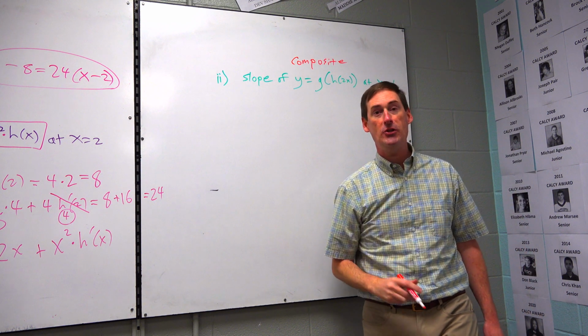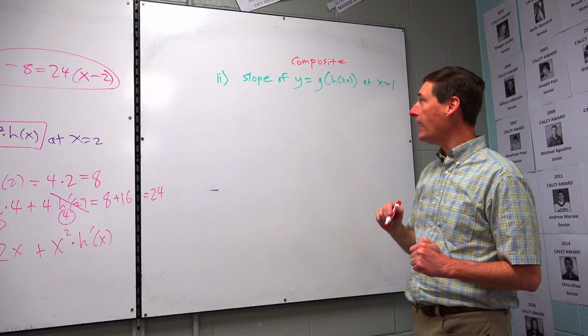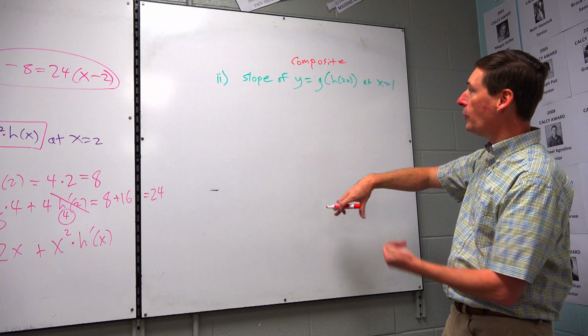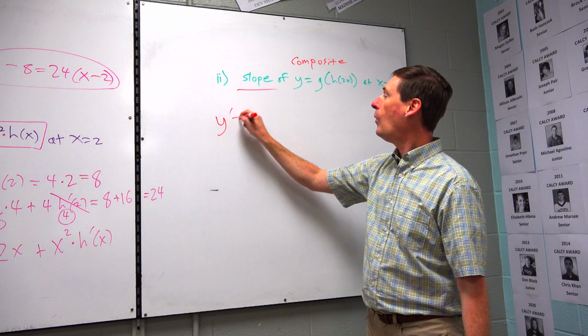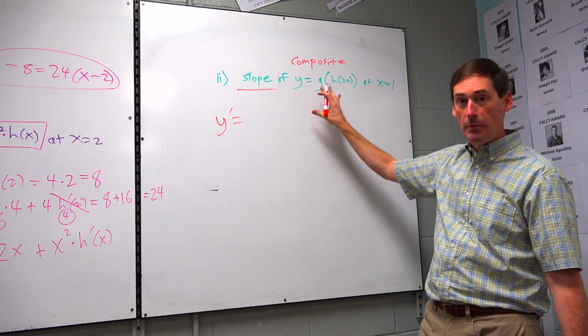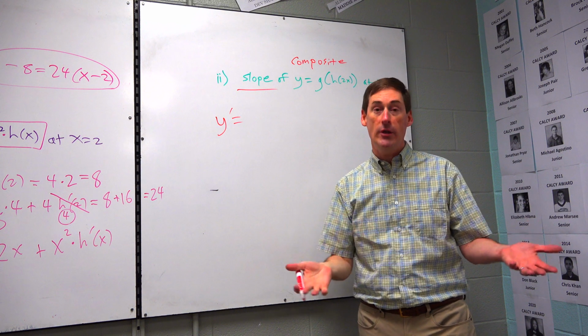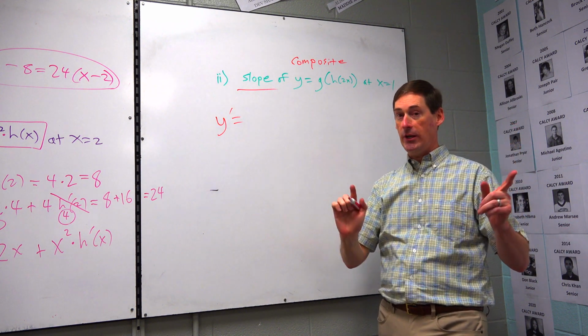For the first time this year, we are going to take the derivative of a composite function, all right? So when one's stuffed inside the other one. Well, slope means derivative, of course. So y prime equals, how do you take the derivative of a composite function? It's very similar to what we've done before. It's not a lot of difference here, but there is a trick to it.